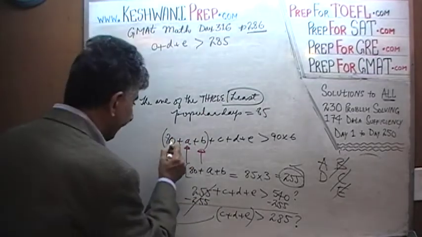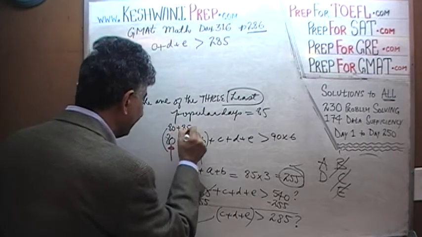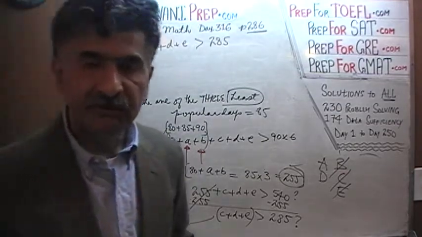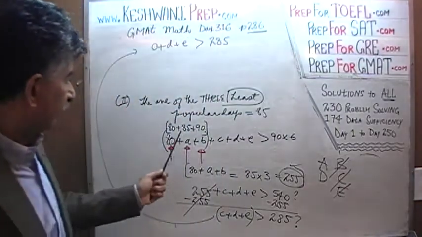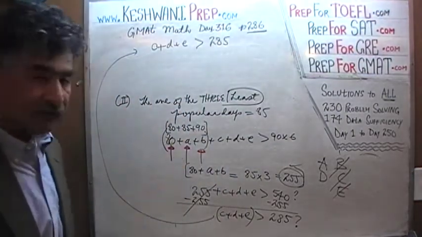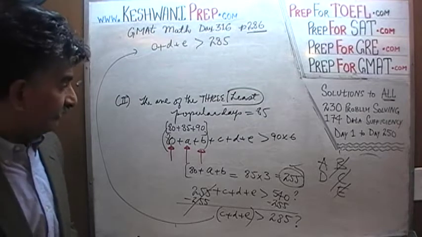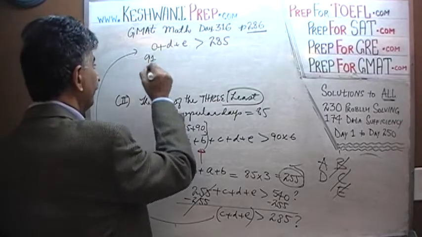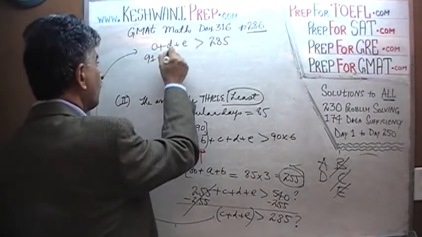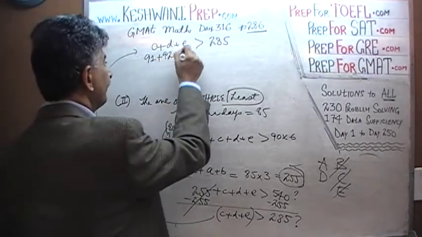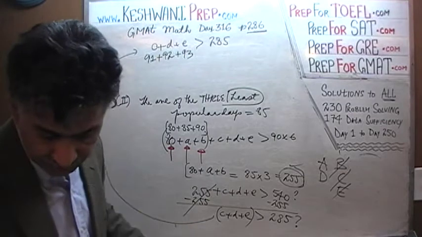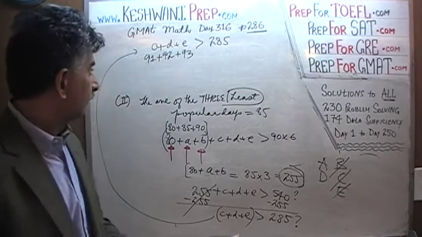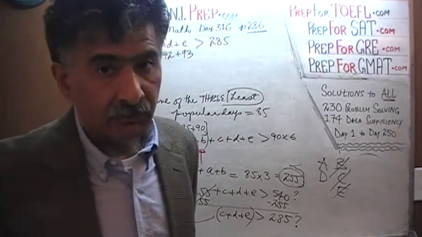A very simple world would be 80, 85, and 90. Because these three numbers are evenly spaced, of course their average is going to be 85, which is what we are told here. But what does that tell us? That tells us that it is quite possible for C to be 91, D to be 92, E to be 93. That is possible. That is not beyond the realm of possibilities.